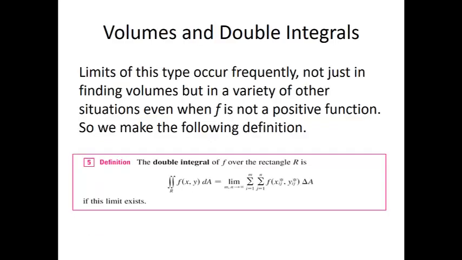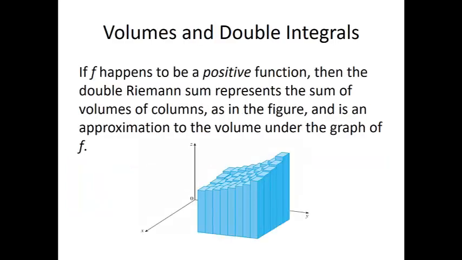Now, limits of this type occur frequently, not just in finding volumes, but in a variety of other situations, even when f is not a positive function. So we make the following definition. We define the double integral of f over the rectangle to be the limit of the double Riemann sum if this limit exists. Now, if f happens to be a positive function, then the double Riemann sum represents the sum of the volumes of columns, as in the figure, and is an approximation to the volume under the graph of f and above the region R.